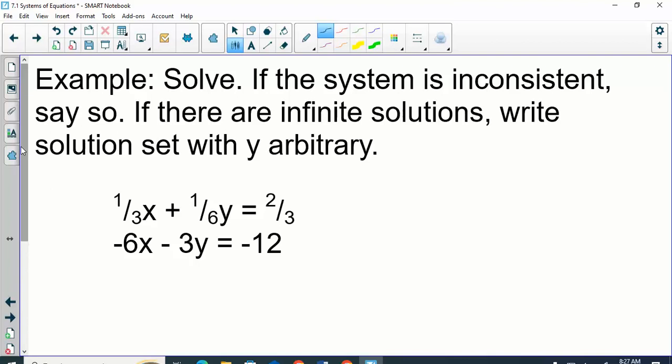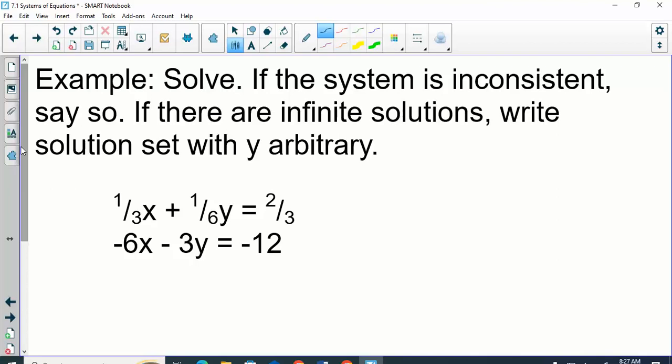Following it like normal. So substitution or elimination, what do you want to do? Multiply by 24. Elimination for sure. So if I wanted to cancel my x's, what would I have to multiply by? If I wanted to get rid of the fraction, what would I have to multiply by? A 3.